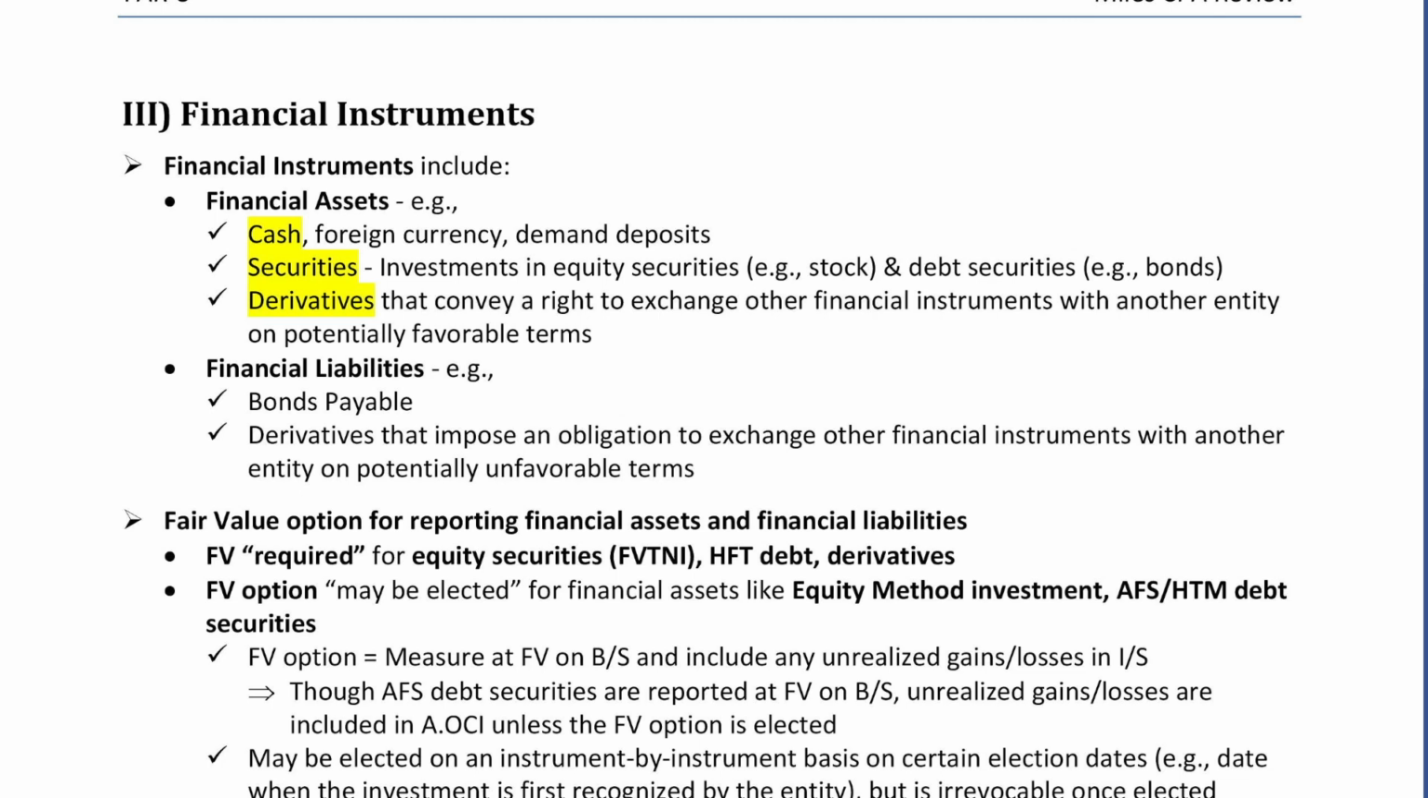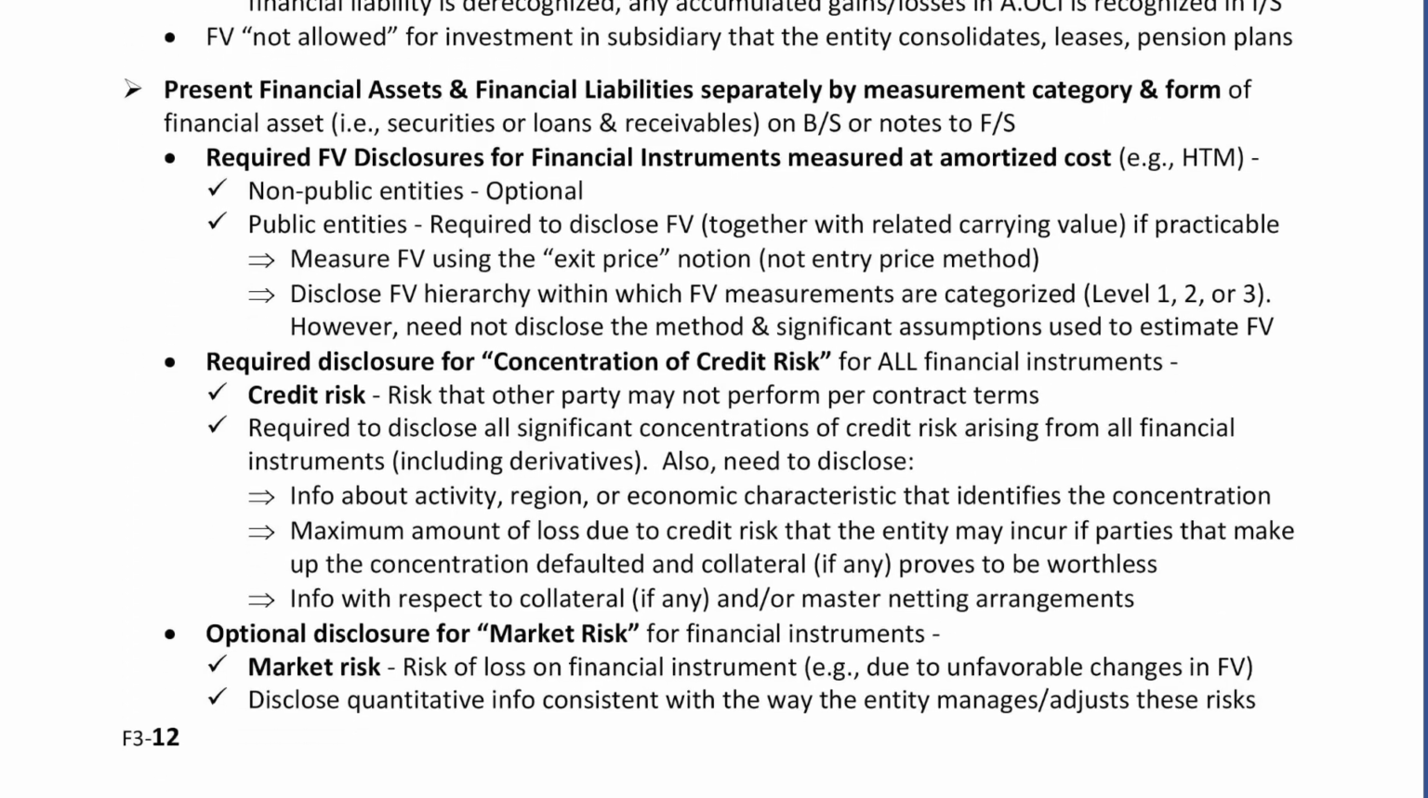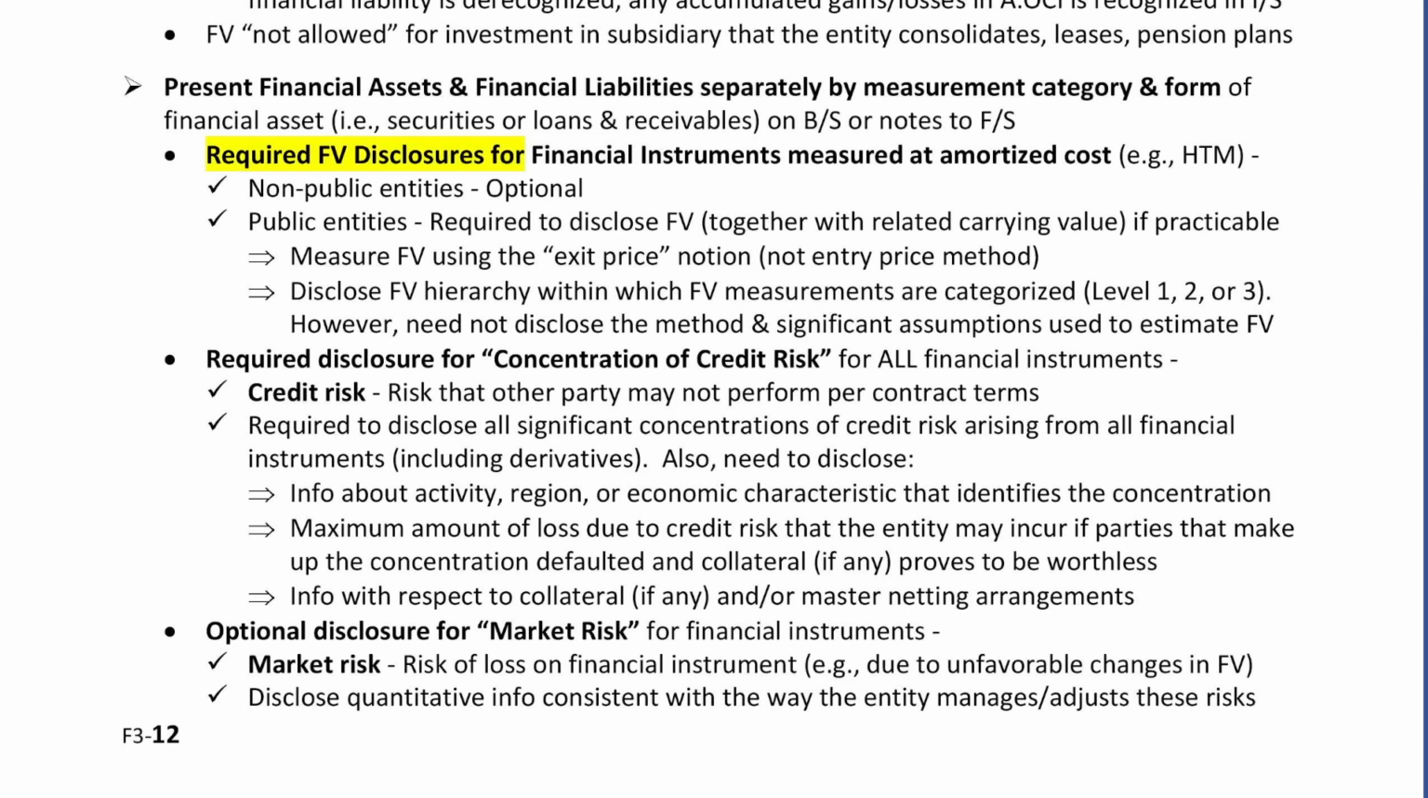Financial liabilities may include bonds payable, so that's like the issuer of the bond, and we're going to talk about this in FAR 4. Financial liabilities could be highlight derivatives that impose an obligation to pay, sort of unfavorable terms. Scroll down on this page where we're talking about highlight required fair value disclosures for financial instruments measured at amortized cost. So we're talking about the held to maturity debt securities, which are at amortized cost, where you need to disclose fair value even if not carried at fair value.